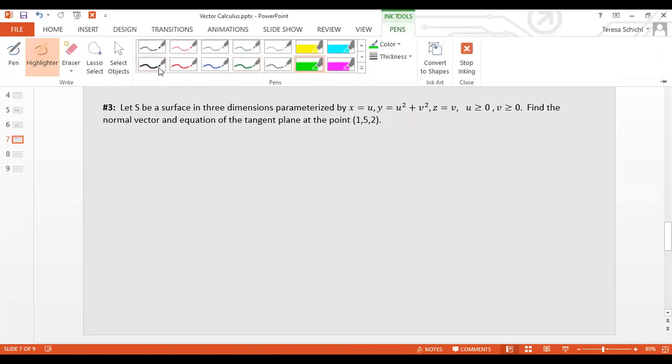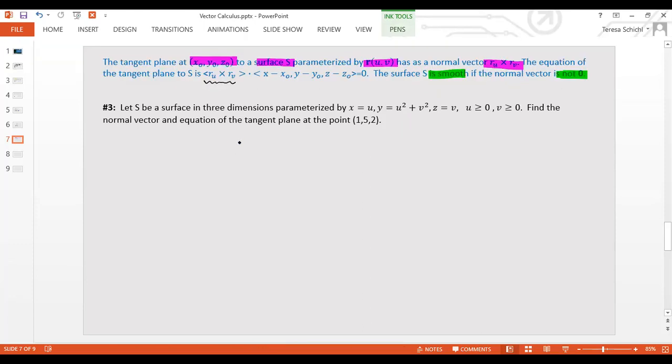All right, now let's take a look at problem number 3. Problem number 3 tells us S is a surface in 3 dimensions: x equals u, y equals u squared plus v squared, z equals v. As you can see, this surface was parameterized by these two variables. I want to find the normal vector and the equation of the tangent plane at this point.